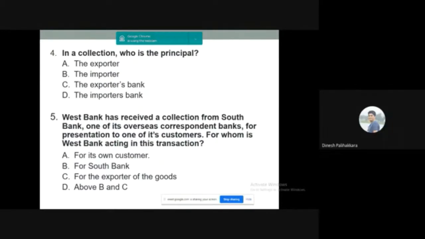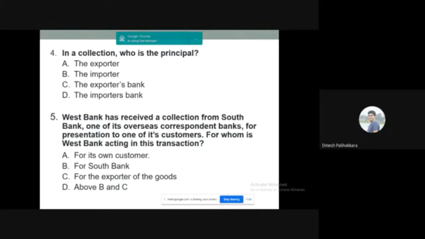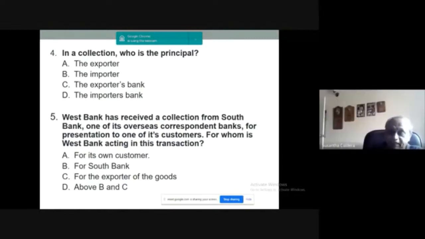For whom is West Bank, in other words the collecting bank, acting in this process? A, for its own customer. B, South Bank. C, for the export of the goods. D, above B and C. B, South Bank. Any other answers? Think.